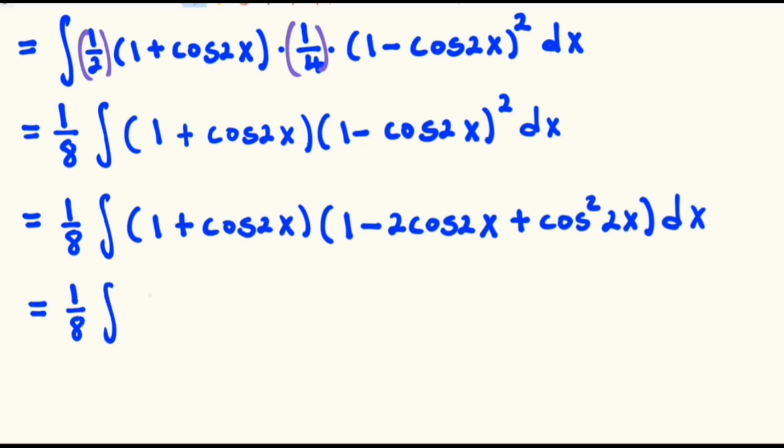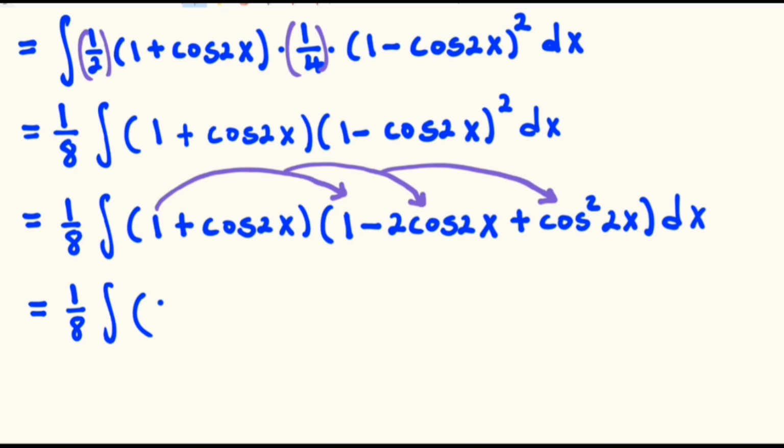multiplied by the integral of, we distribute the 1 inside the parentheses, and the 1 multiplied by that 1 will be equals to 1, and the 1 multiplied by the negative 2 cos 2x will be equals to negative 2 cos 2x, and the 1 multiplied by the cos squared of 2x will be equals to positive cos squared of 2x.